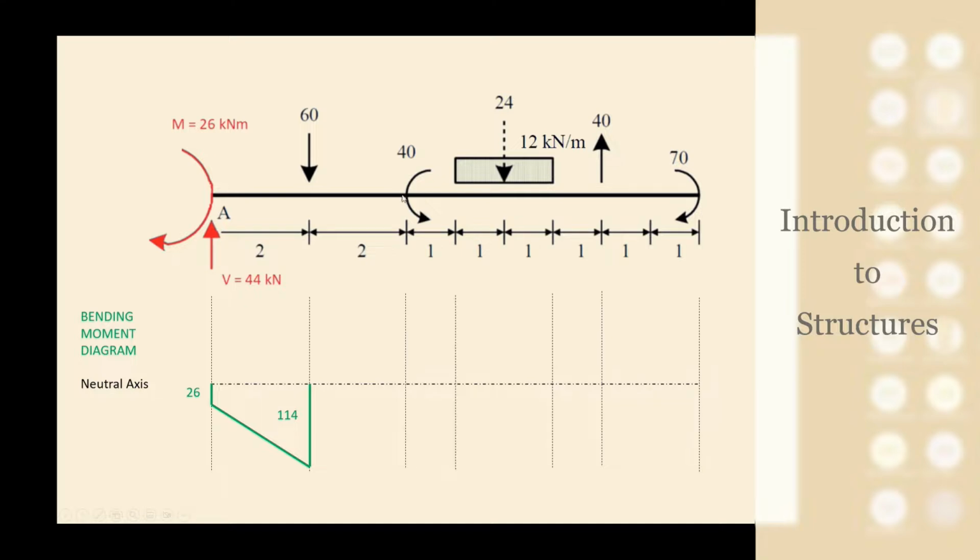So at this cross section, the moment will be 26 kilonewton meters, the reaction, plus 44 kilonewtons times 4, and minus 60 kilonewtons times 2, the moment produced by the 60 kilonewtons. If we do that, we are going to find this value 82.